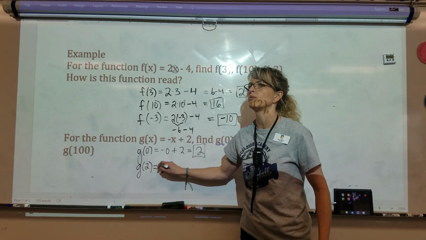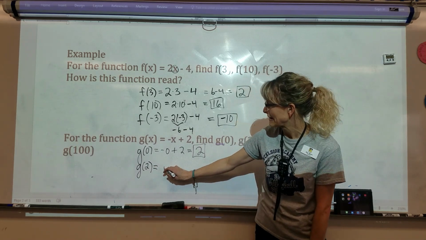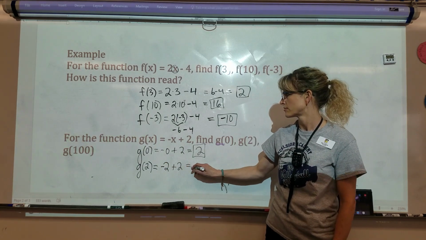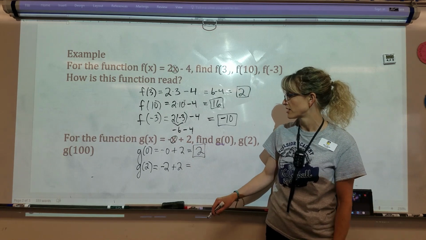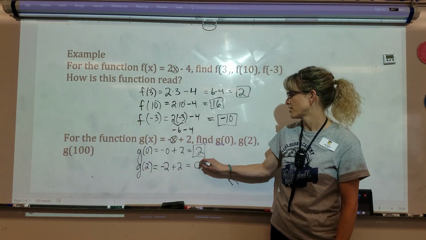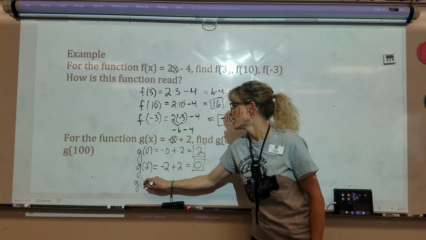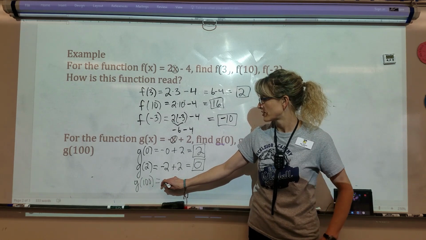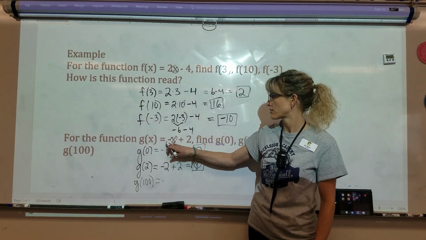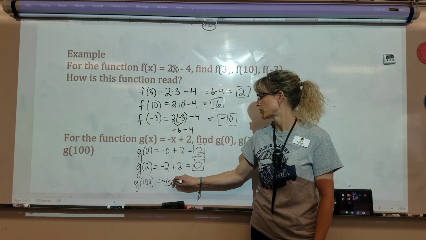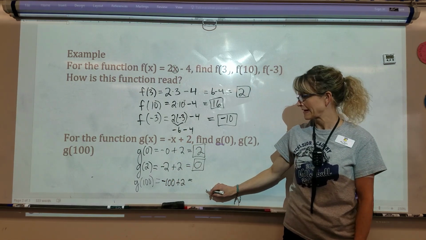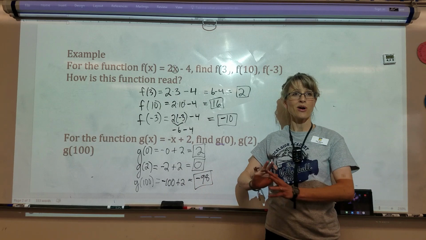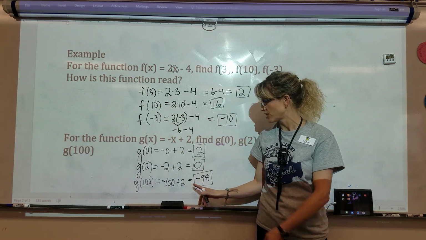Okay, g of 2. How did you do g of 2? Liesel. I did g of 2 equals negative 2 plus 2, because I substituted the negative 2 in for x, and I got 0. Excellent. And then our last one, g of 100. How did you do that one? Spencer. I put the 100 in the place of the x, which makes it negative 100, and then plus 2 gets you negative 98. Awesome. I love that almost all of you had your negative figured out, that we're way down there on the number line, but we're going to come back 2 units, so we're at negative 98.